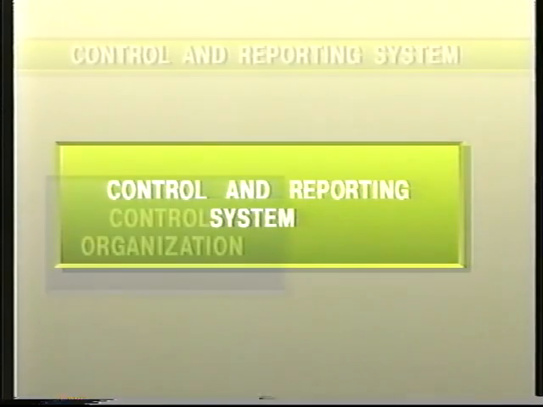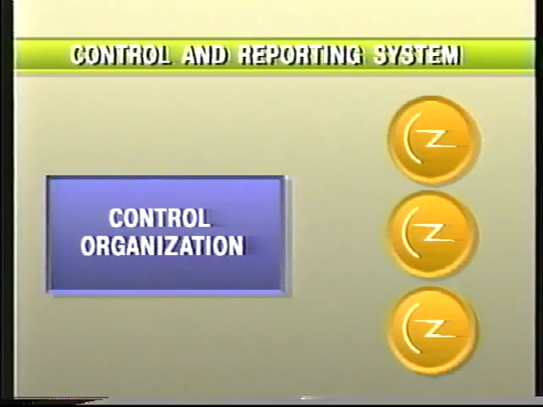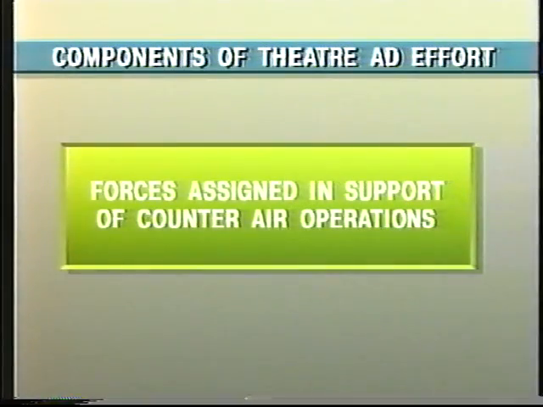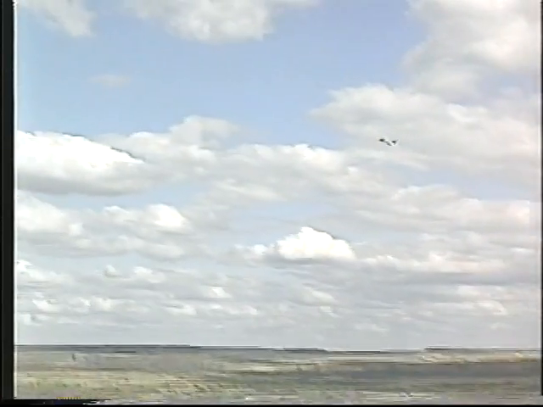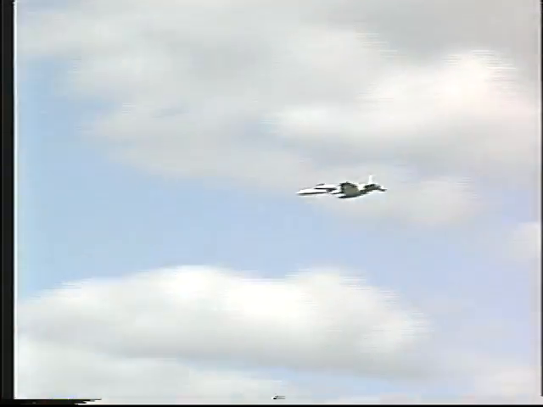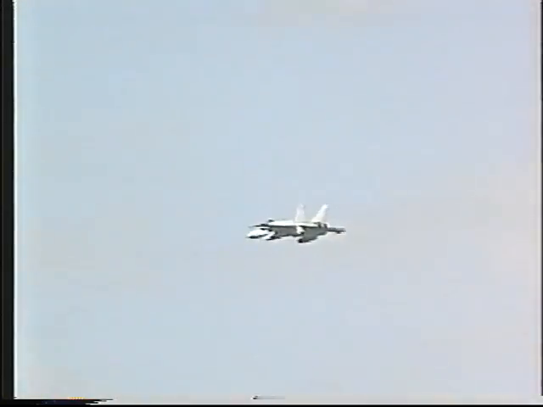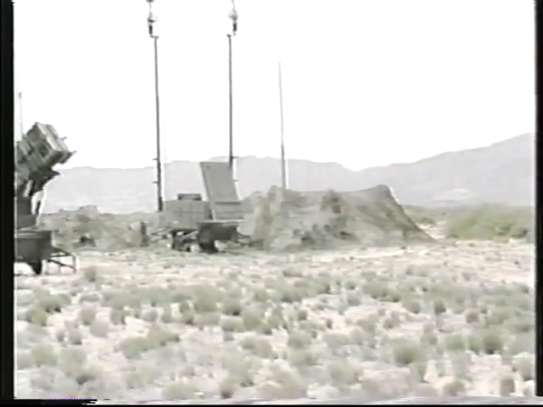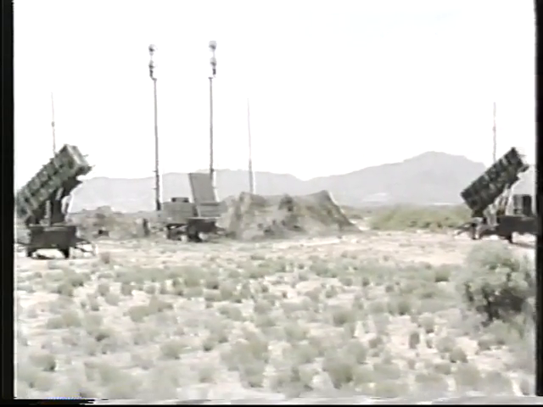The CRS consists of a control organization, a number of early warning and air traffic control radars, and the associated communications network for the timely passage of information, orders, and directives. A second component involves forces assigned in support of counter-air operations, which are to attain and maintain a desired degree of air superiority. These include offensive forces, which become involved in air attacks, strikes, and fighter sweeps against enemy assets, and air defense elements which detect and engage enemy aircraft and missiles threatening friendly forces' installations.